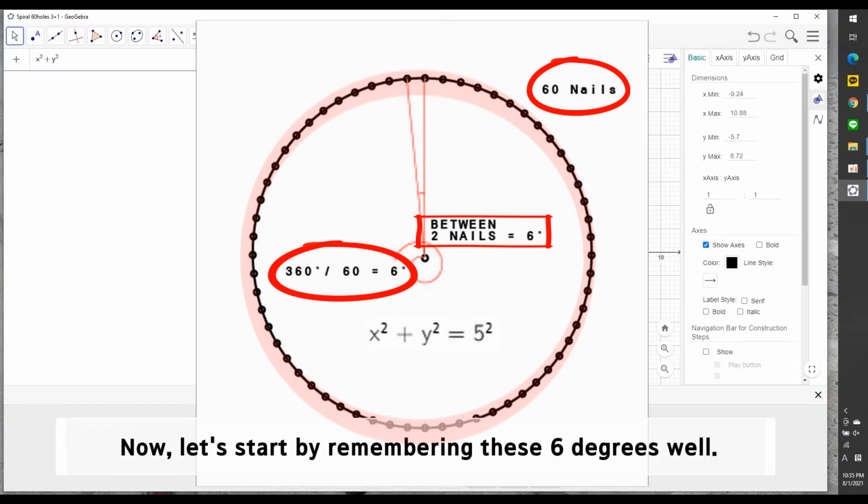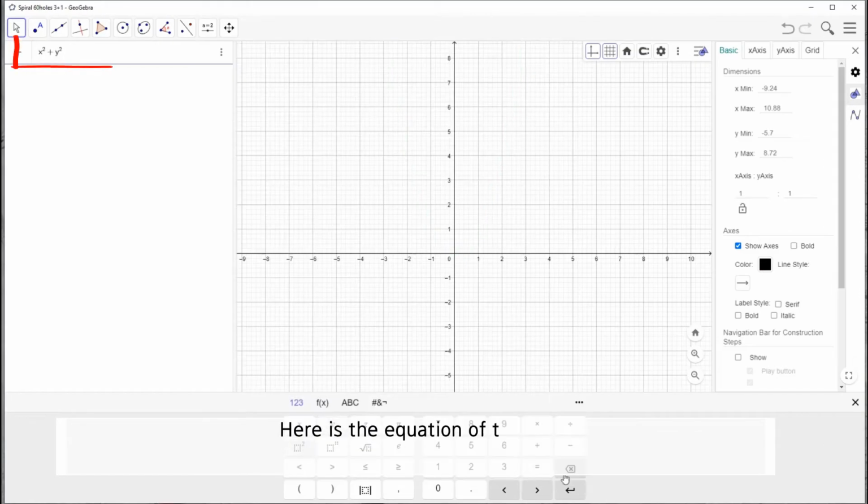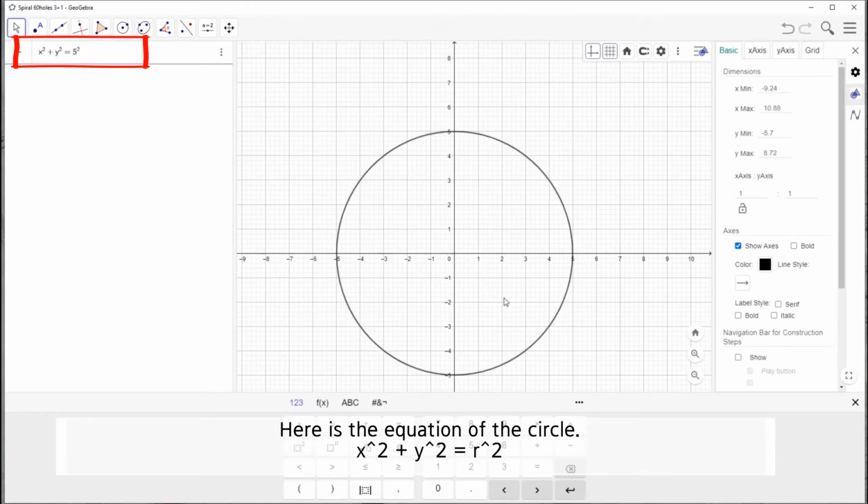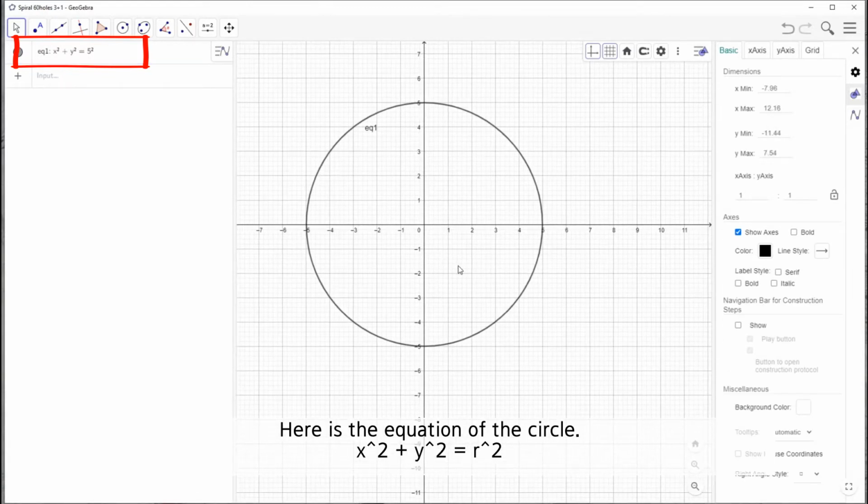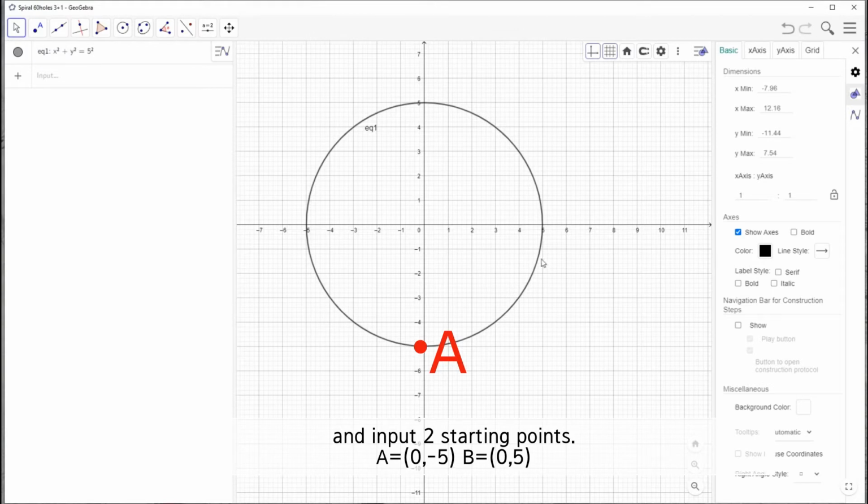So let's start with the equation of the circle. Here is the equation of the circle: x squared plus y squared is r squared. And we need to input two starting points, A and B. A is (0, -5) and B is (0, 0.5).